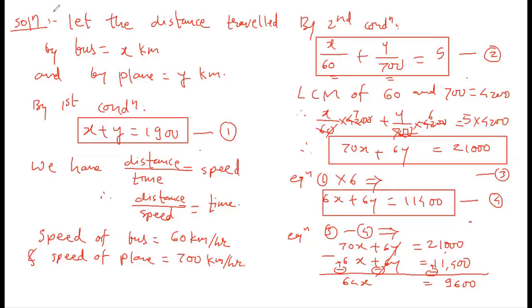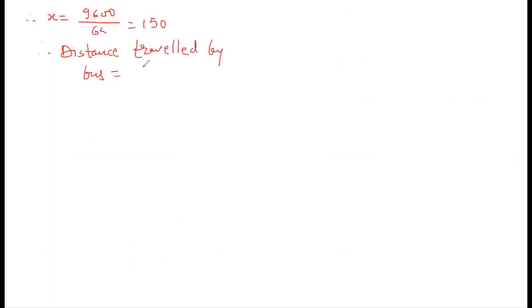So therefore x becomes 9,600 divided by 64. You can solve the division, the answer will become 150. So therefore distance traveled by Vishal by bus equals 150 kilometer, and this is the final answer of your question.